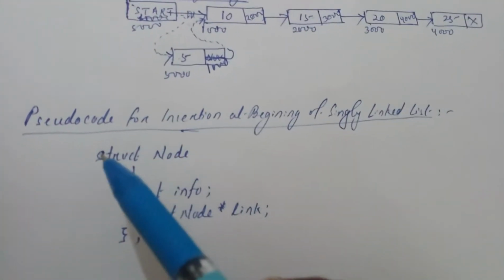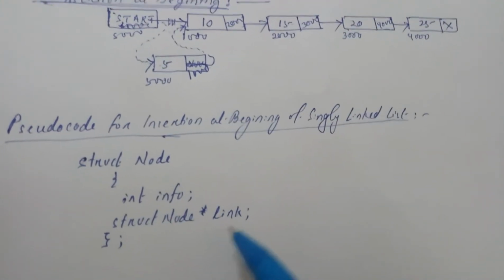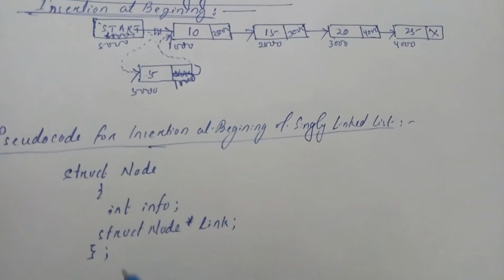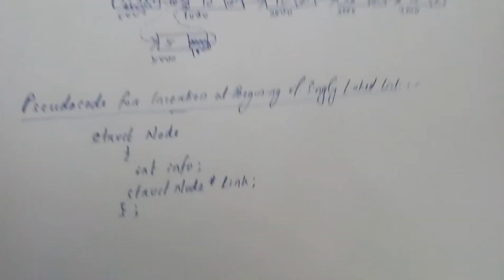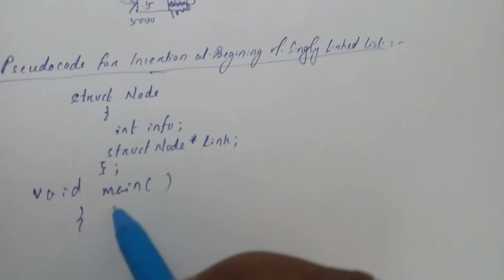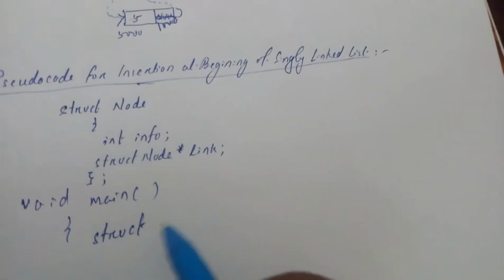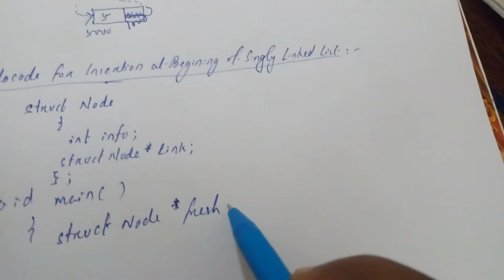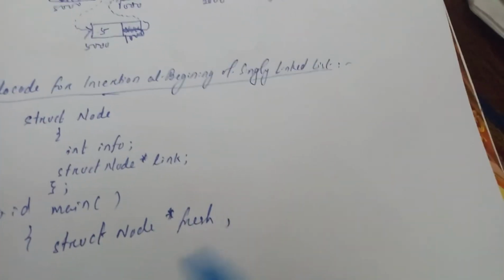So here you have the node, struct node, which has two parts. One is the information part, the data part. Another is the link part, which is self-referential. This is a self-referential structure. That means this link will contain the address of the next node. So here we'll write void main. Inside main we'll have some pointers of structure type: struct node asterisk phrase. Suppose phrase will be a pointer which will hold the address of the dynamically created first node.